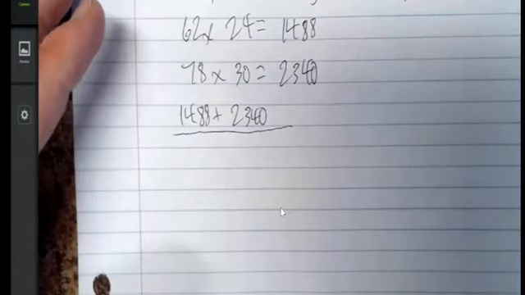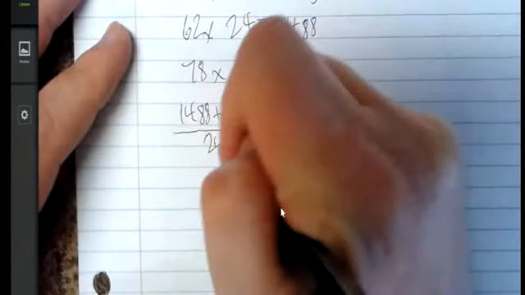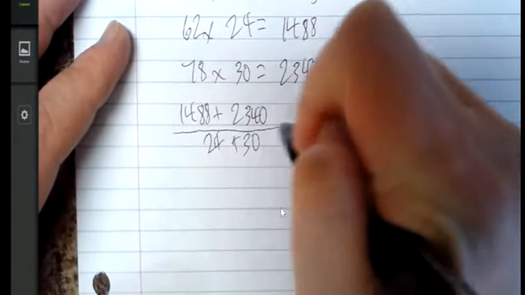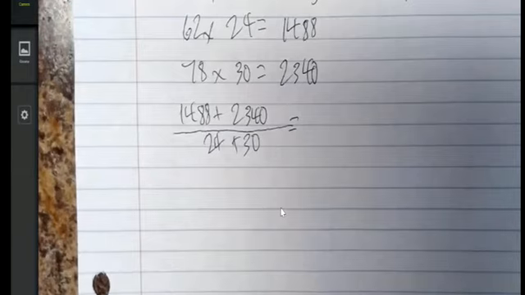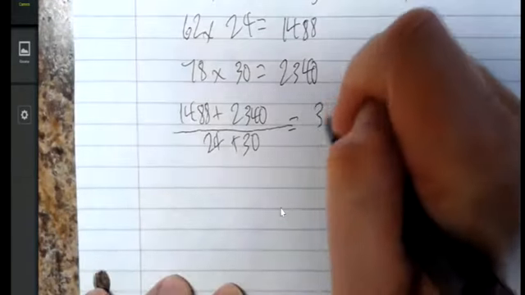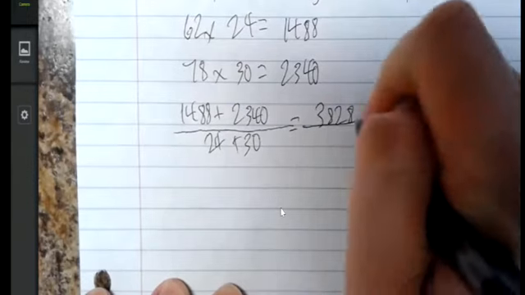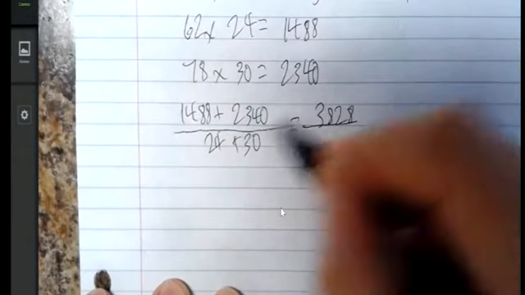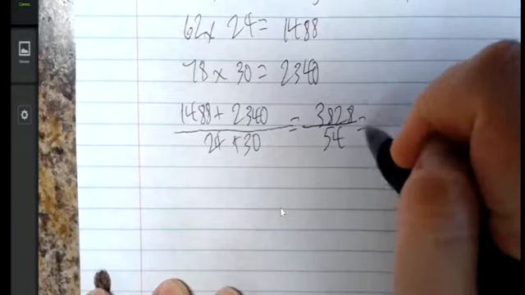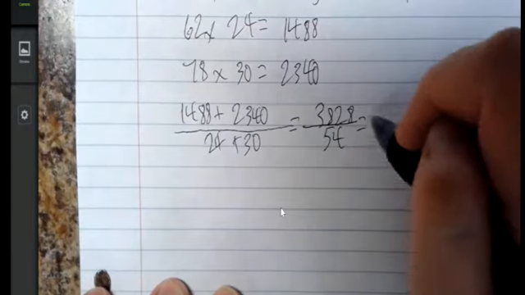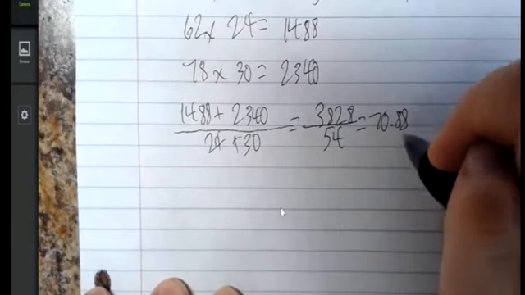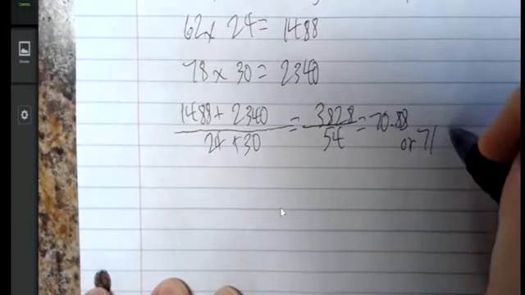divide by the two weights, 24 and 30. Let's get the totals here. 3828, divide by 24 add 30 is 54. And just my final step, divide by 54. 70.88 or 71%.